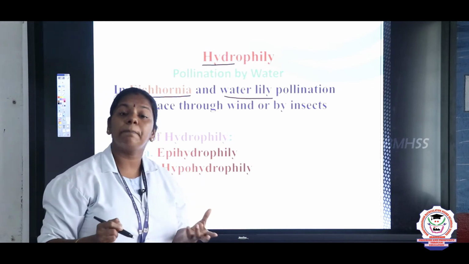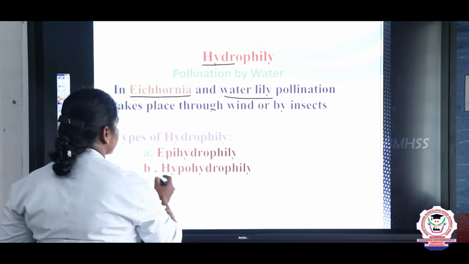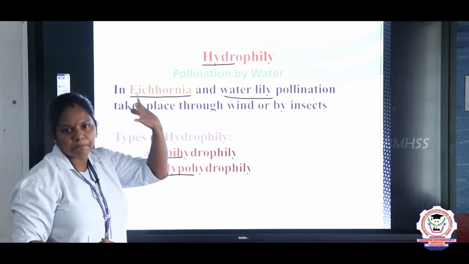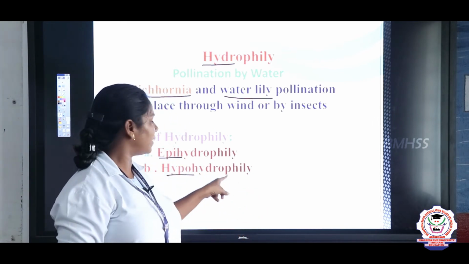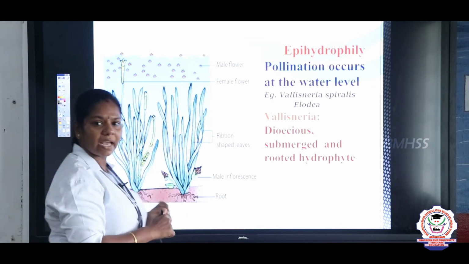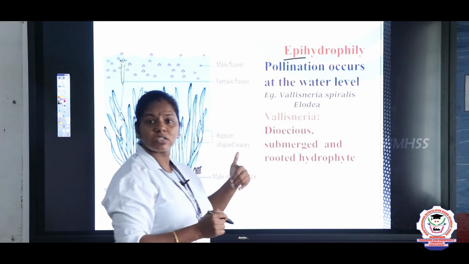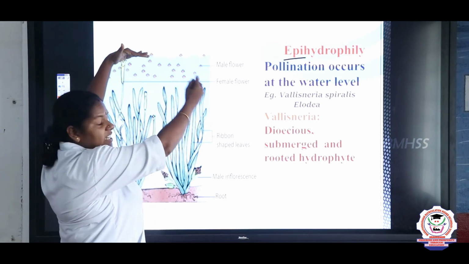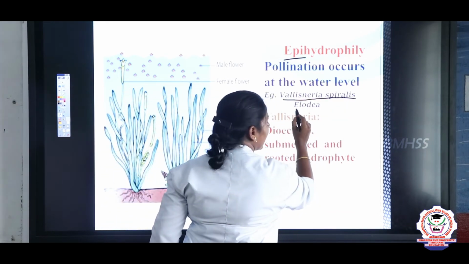And based on the place where the pollination takes place, it is classified into two types. One is epihydrophily and another one is hypohydrophily. What do you mean by epi? Upwards. Hypo, downwards. So let us discuss these two types. First, epihydrophily, where epi means upwards. Here the pollination occurs at the water level, on the surface of the water. Examples: Vallisneria spiralis and Elodea.